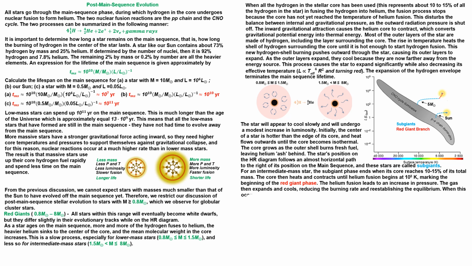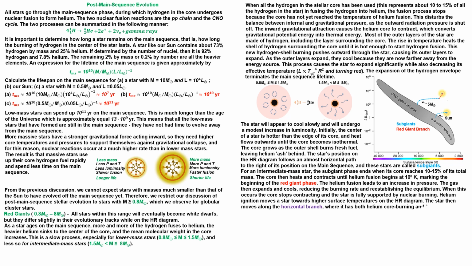When this occurs, the core stops contracting and the star is fully supported by nuclear burning. Helium ignition moves a star towards higher surface temperatures on the HR diagram. The star then moves along the horizontal branch, where it has both helium core burning and hydrogen shell burning. For low-mass stars, the process is more complicated.